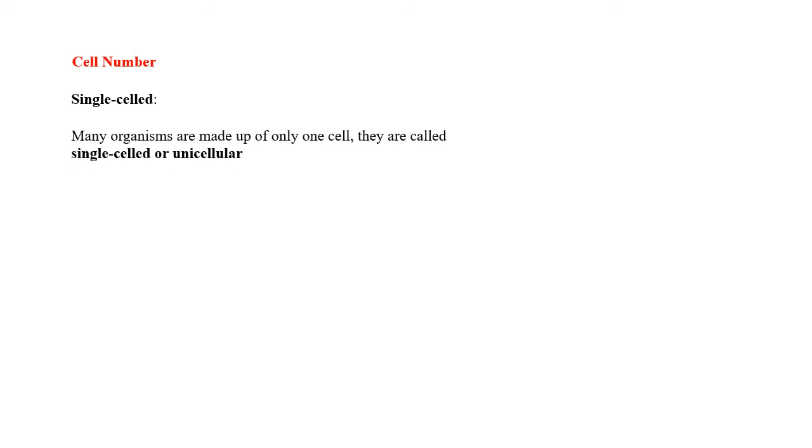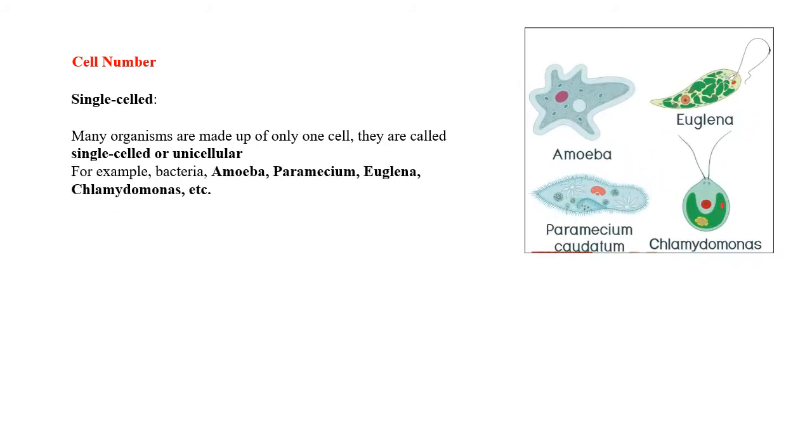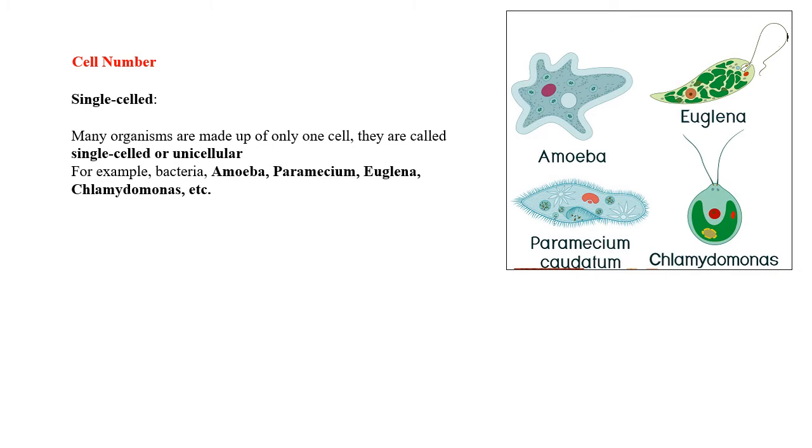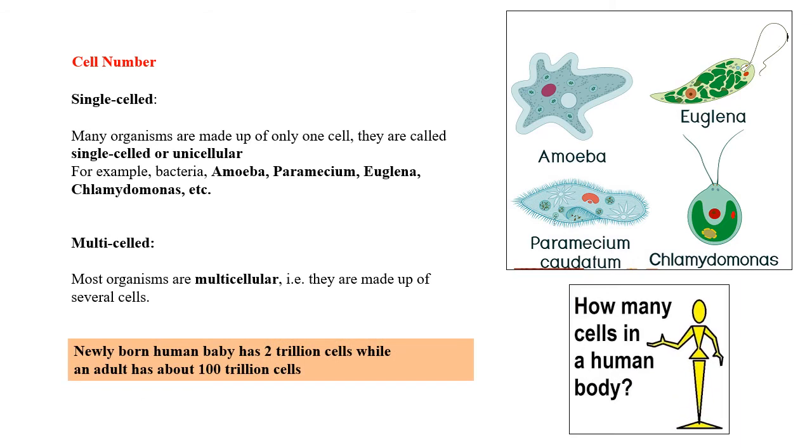Cell number. Single-celled. Many organisms are made up of only one cell. They are called single-celled or unicellular. For example, bacteria, amoeba, paramecium, euglena, chlamydomonas, etc. Multicelled. Most organisms are multicellular. That is, they are made up of several cells. A newly born human baby has 2 trillion cells, while an adult has about 100 trillion cells.